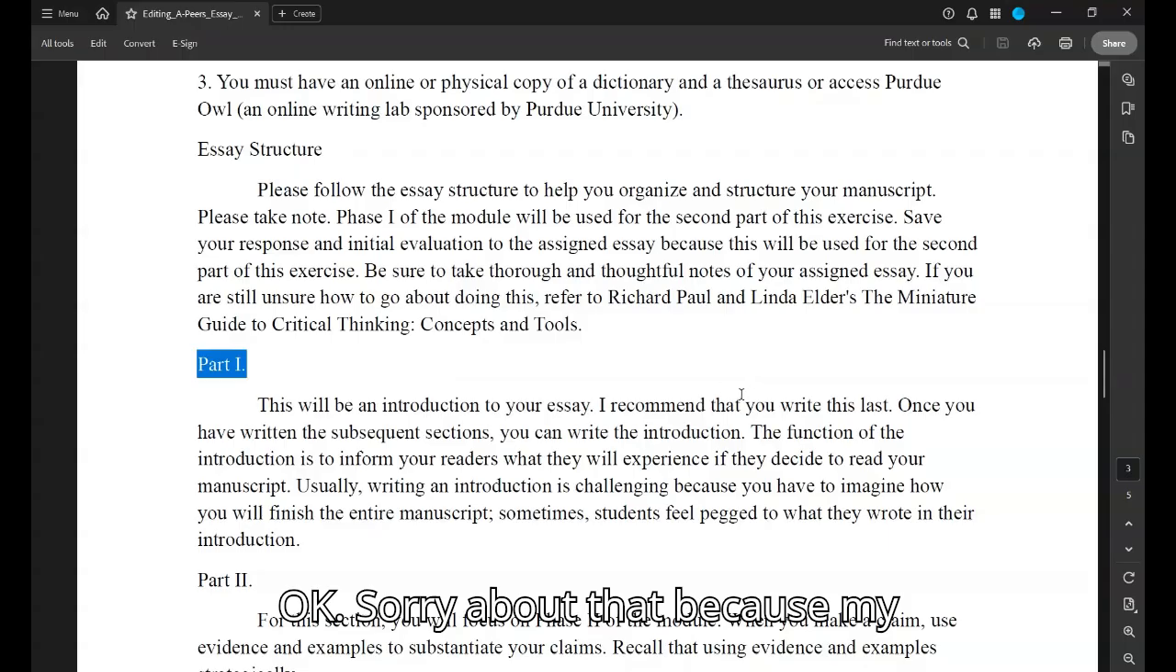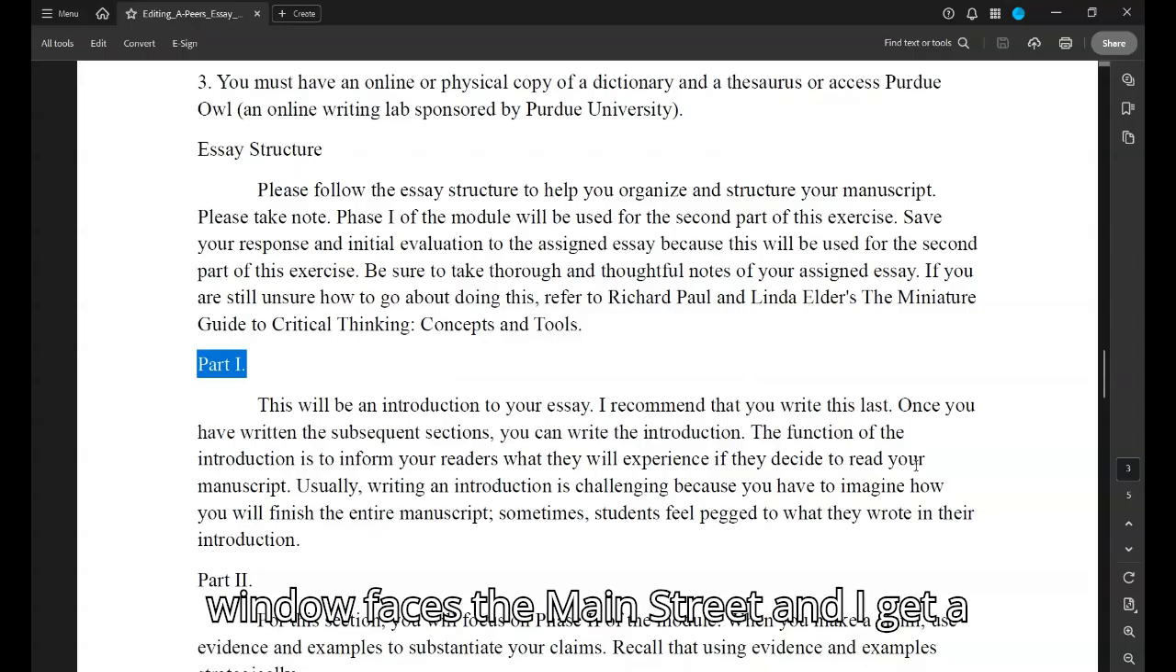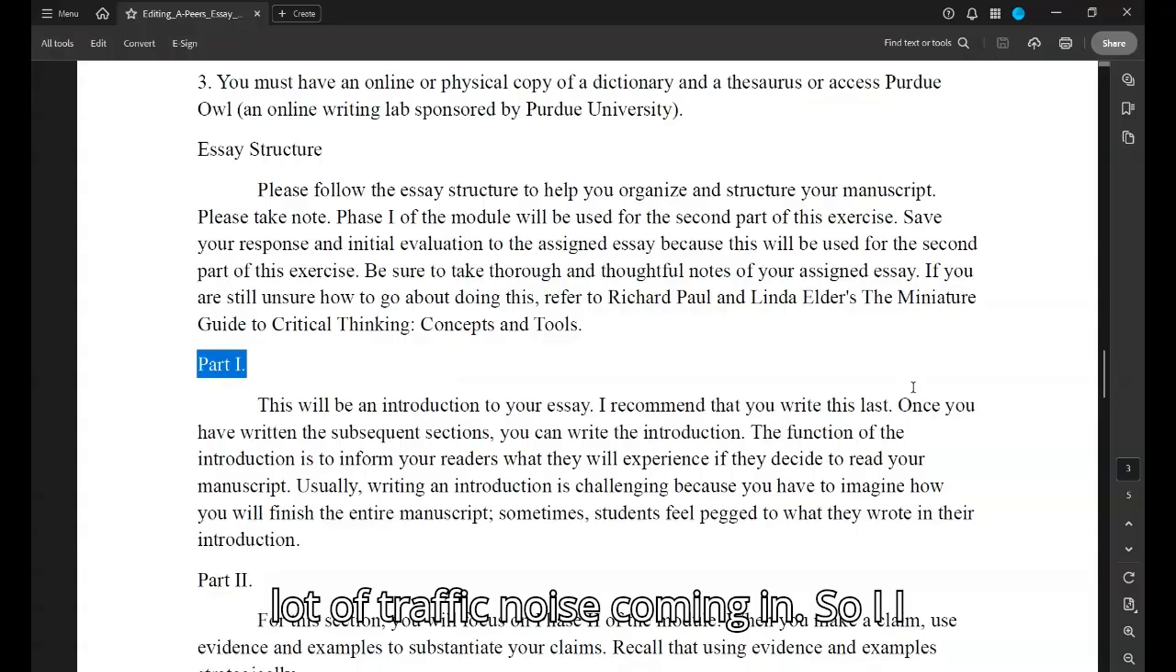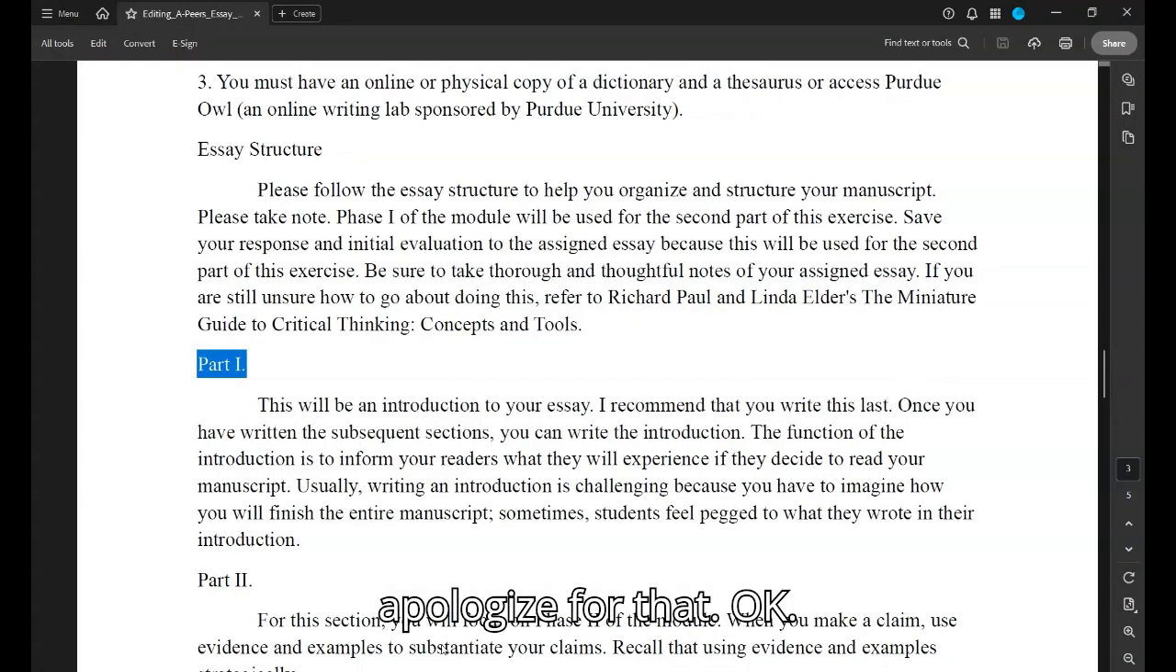Sorry about that. My window faces the main street and I get a lot of traffic noise coming in. So I apologize for that.